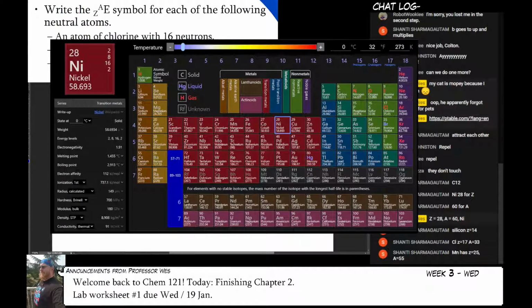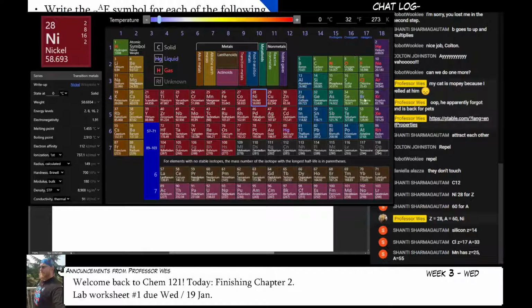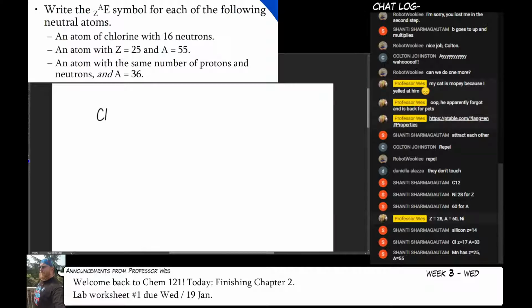There we go. So if I go over to chlorine and click on it, I can see that it has 17 protons. So that's what I'm going to do, I'm going to write down 17 for its atomic number. So there we go.